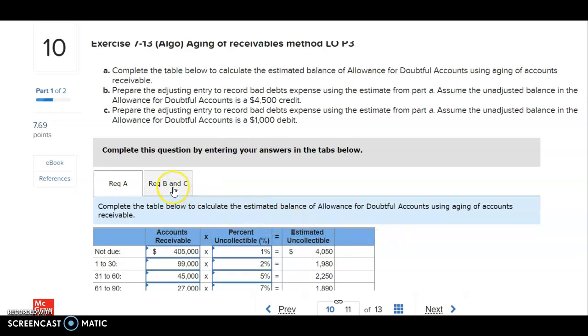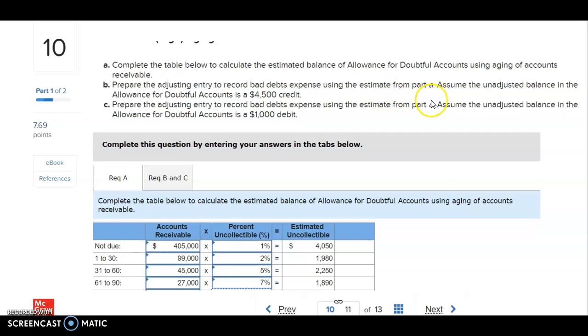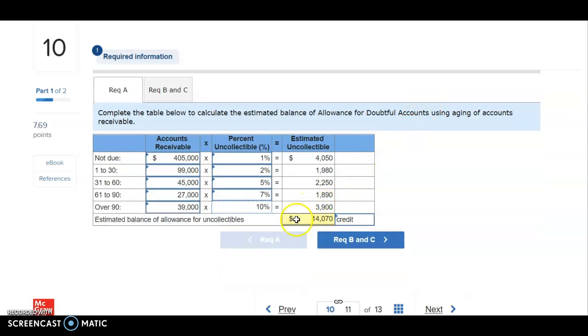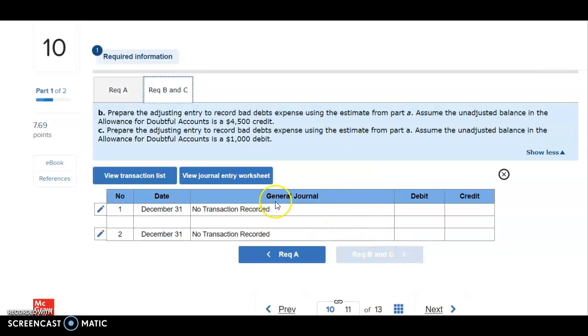Now going into question B and C, you'll see that it says that we're supposed to prepare the adjusted entry to record the bad debt expense using the estimate from Part A. That is this answer here, $14,070.